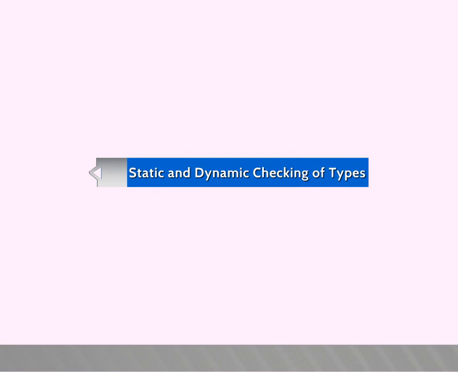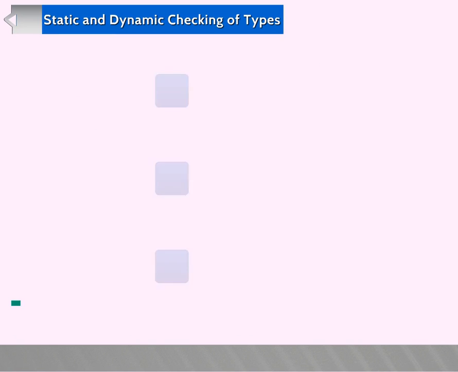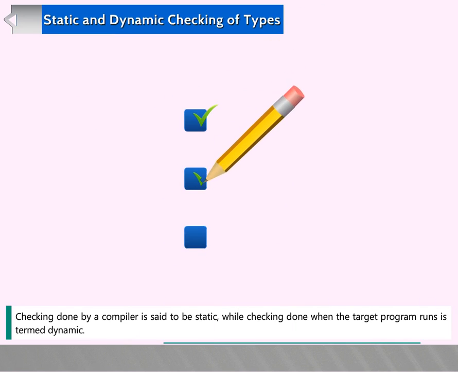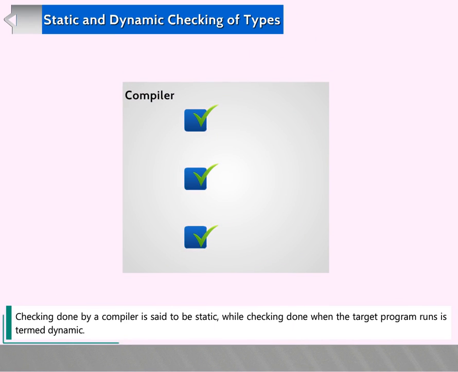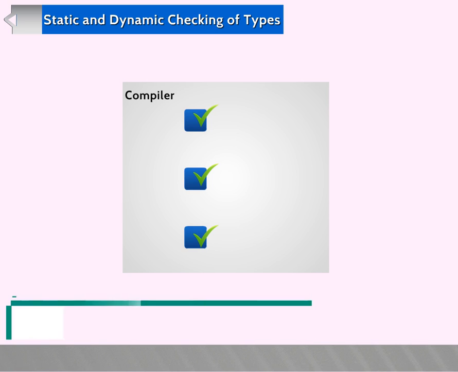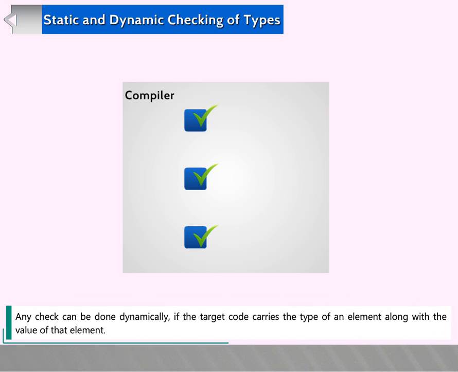Static and dynamic checking of types. Checking done by a compiler is said to be static, while checking done when the target program runs is termed dynamic. Any check can be done dynamically if the target code carries the type of an element along with the value of that element.